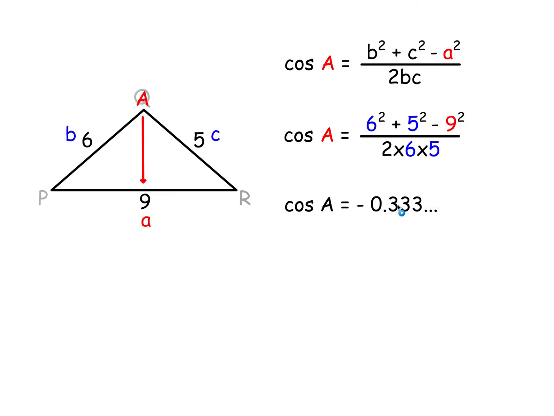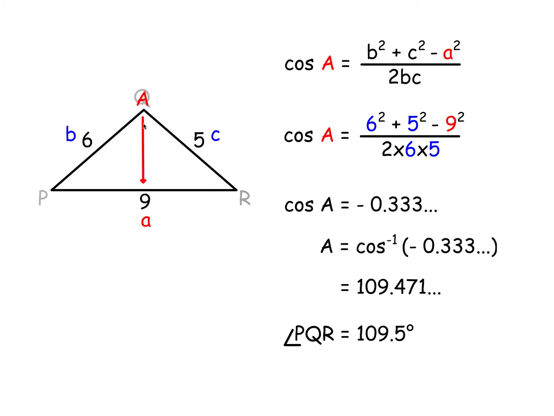Press equals in the calculator. This is cos A. This is negative a third in this case. It so happens the top line came out to negative 20 and the bottom line to 60, and that simplifies to negative a third. To get A, you need to get rid of this cos, so you inverse cos to get the angle. Write the unrounded answer and then round it off. We called this A, it was originally Q, so it was originally angle PQR. So it's angle PQR, it's 109.5 degrees.